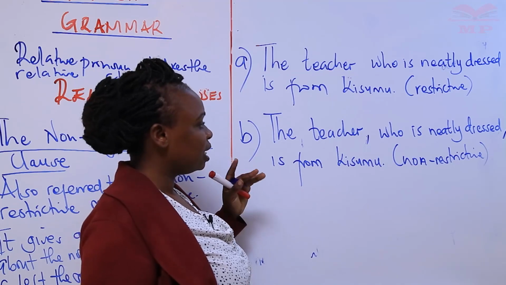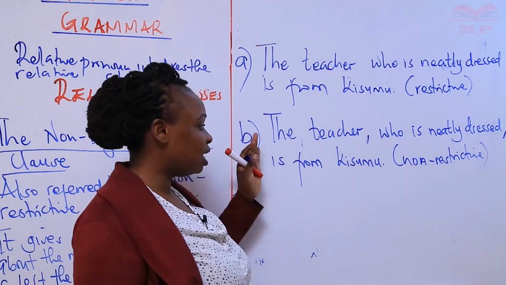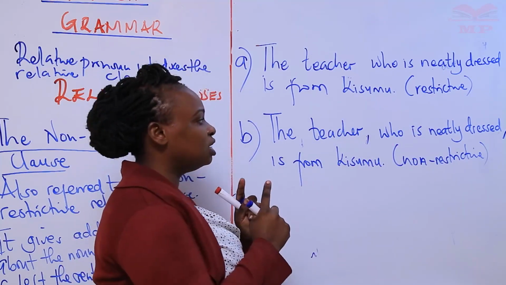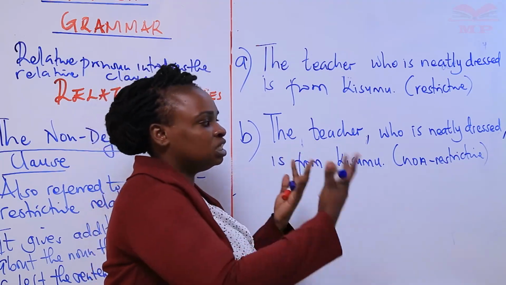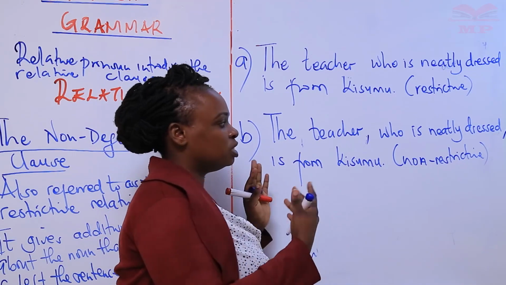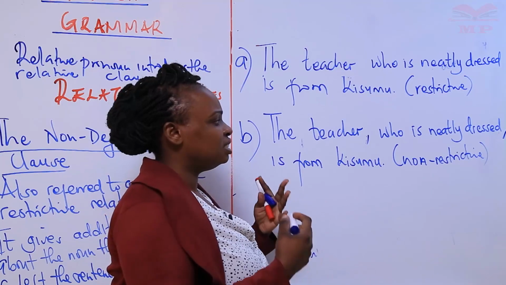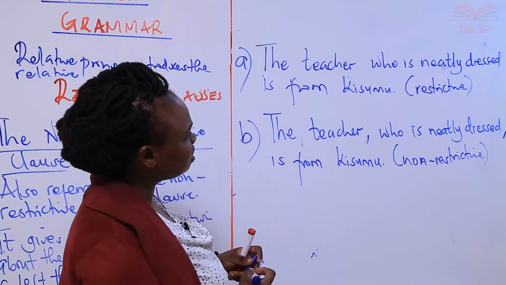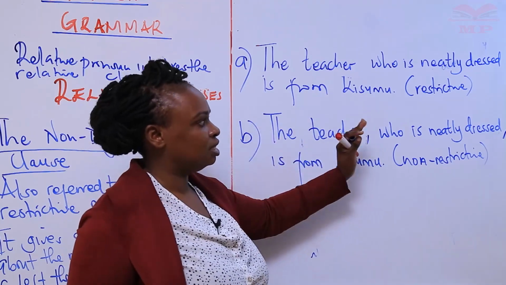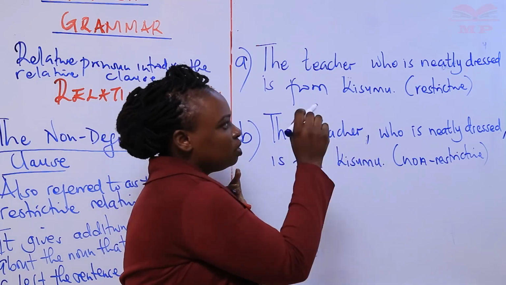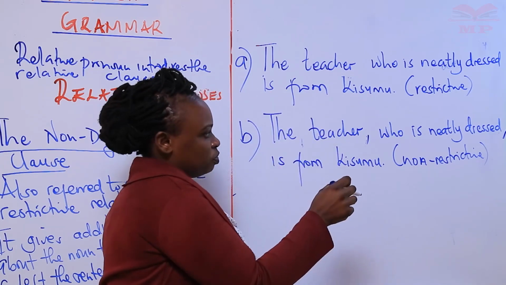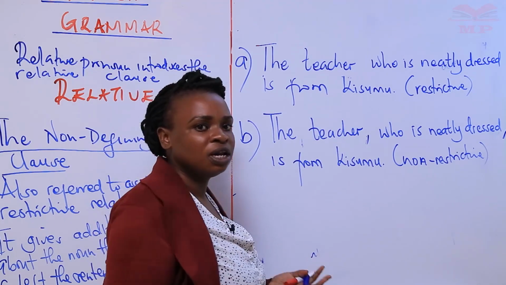But in the second sentence, we already know who the teacher is. So who is neatly dressed is just additional information. It's only one teacher, and we already know the teacher from Kisumu. But in the first one, who is neatly dressed specifies, particularizes, restricts. It tells us there are many teachers, but the one who is neatly dressed. In the second sentence, we know the teacher is from Kisumu, so who is neatly dressed is just additional information.